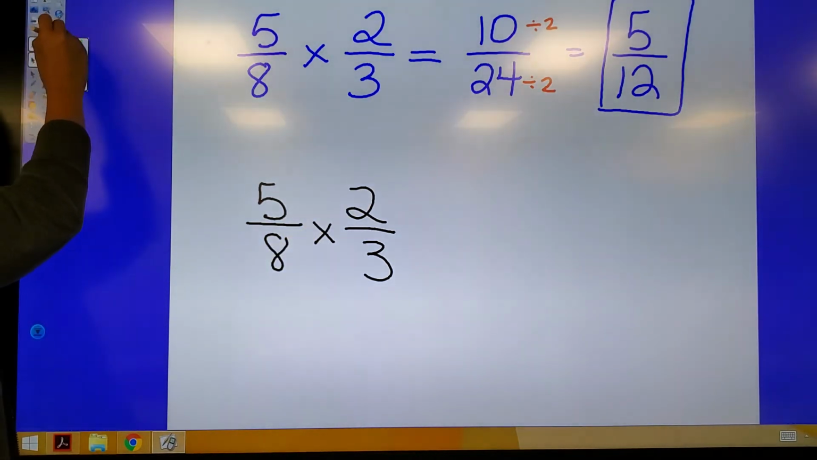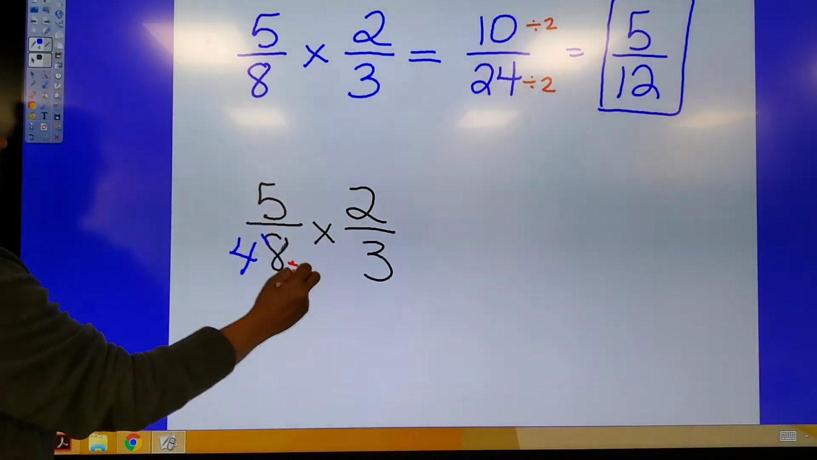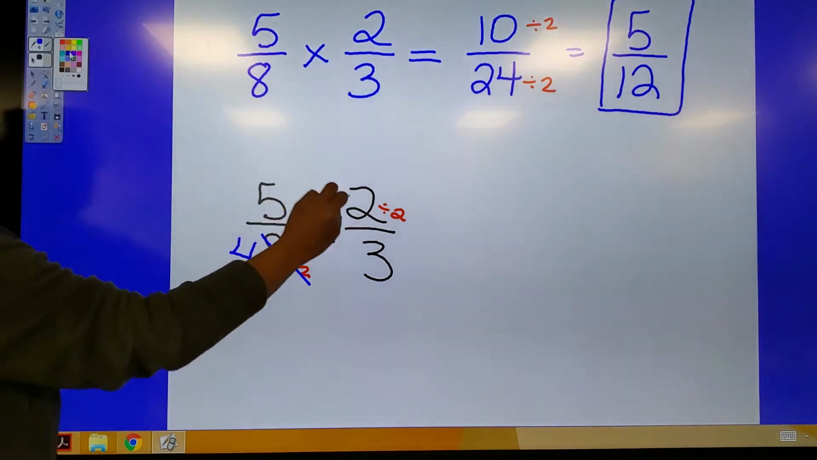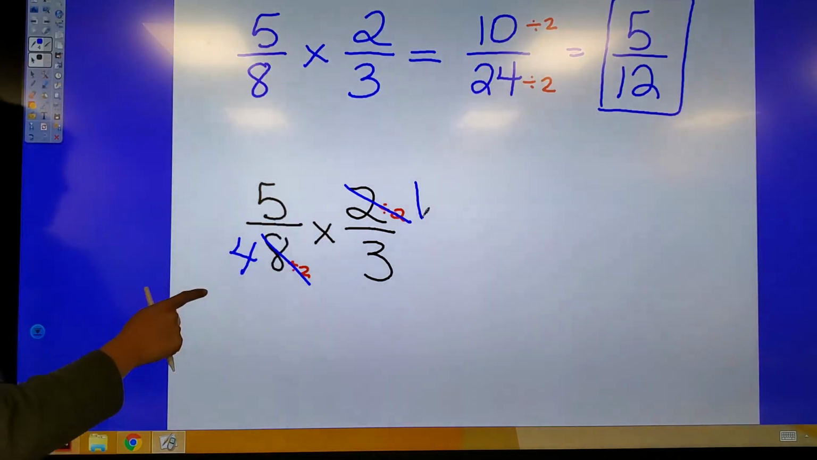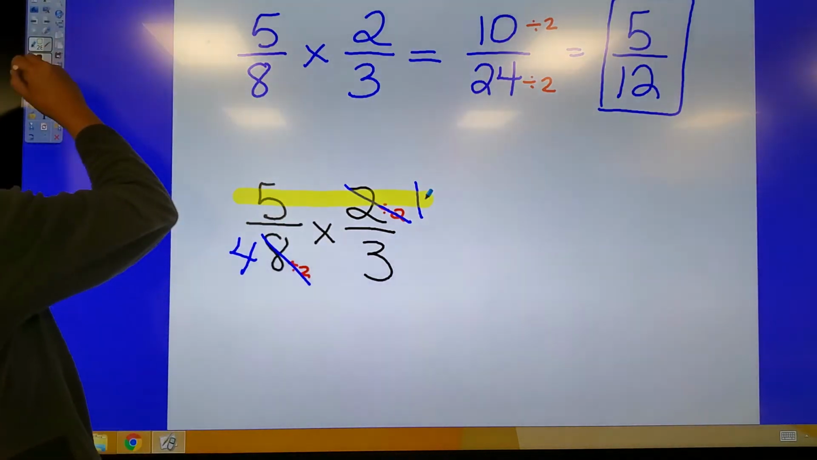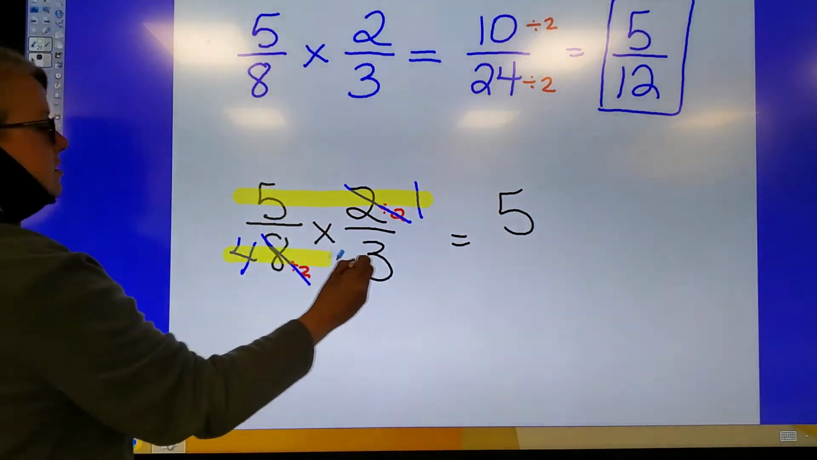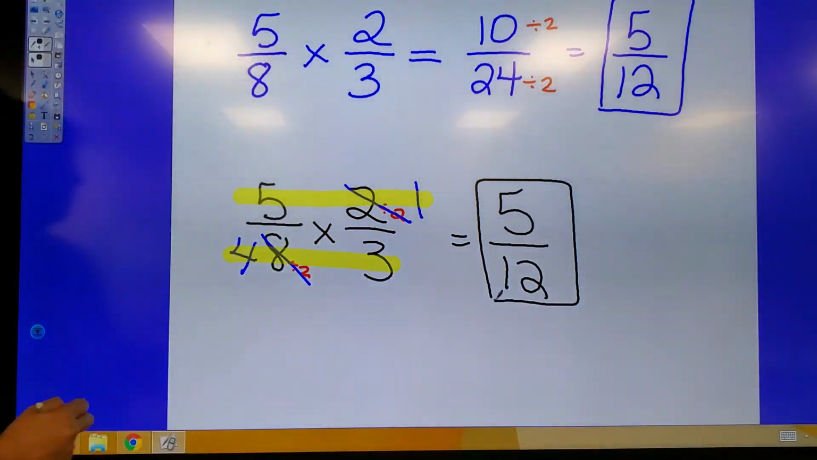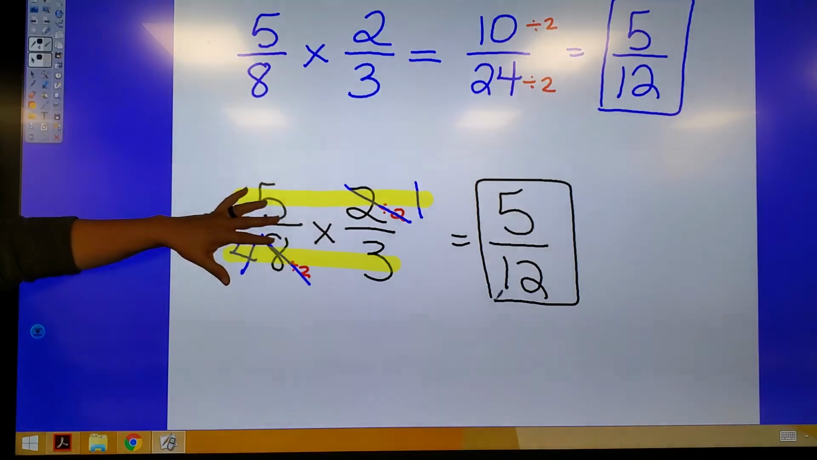All right, so I'm going to do 8 divided by 2, which is 4. So this 8 is becoming a 4. And I'm going to do 2 divided by 2. 2 divided by 2 is 1. Okay, so again, it's kind of like simplifying your 2 and your 8. Now I can multiply. So when I multiply straight across, I'm going to do 5 times 1, which is 5. And I'm going to do 4 times 3, which is 12. And there is that same answer. So either way gives us the correct answer.